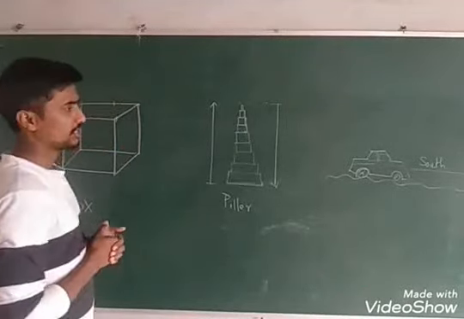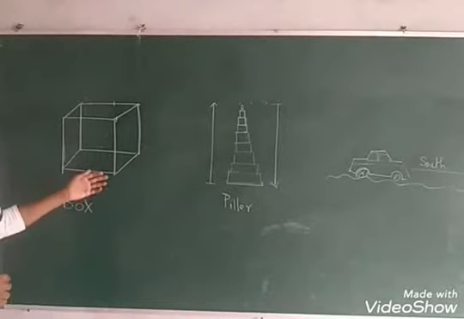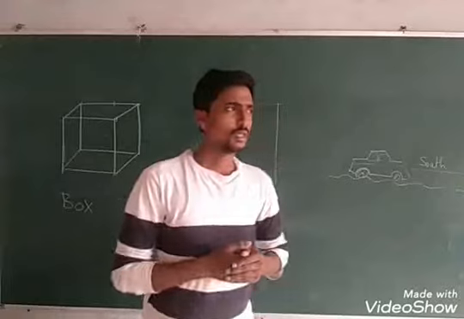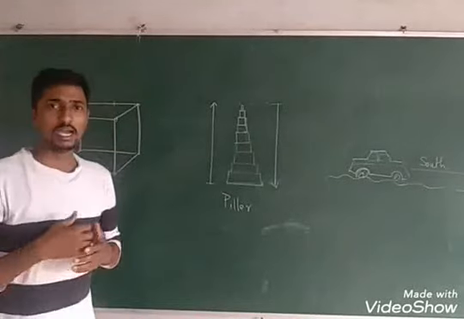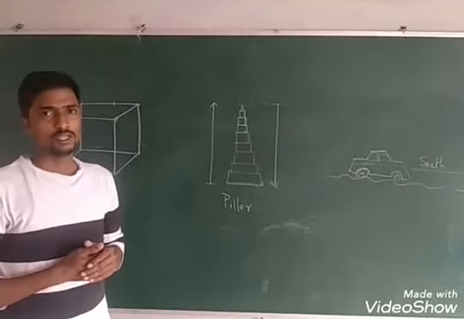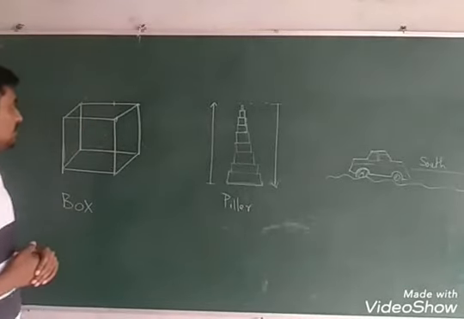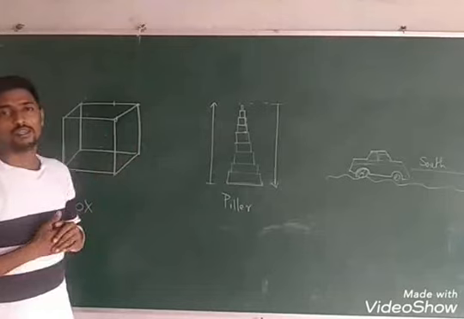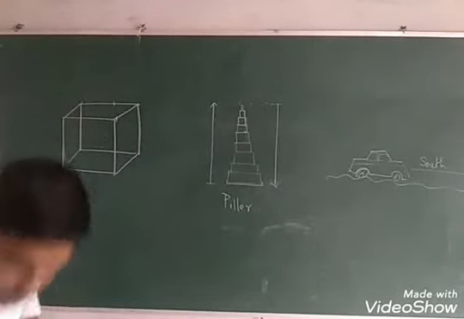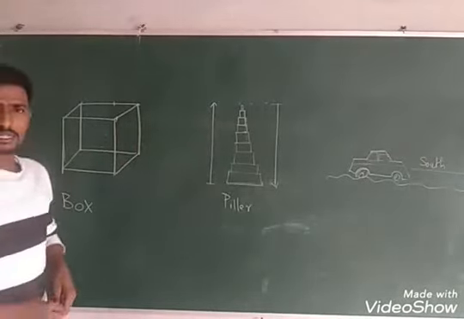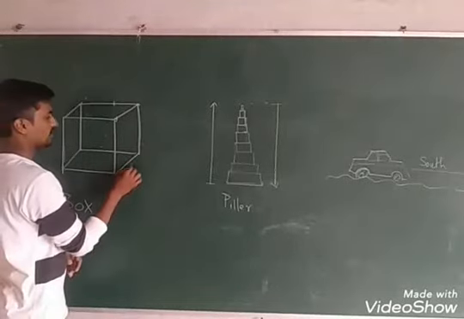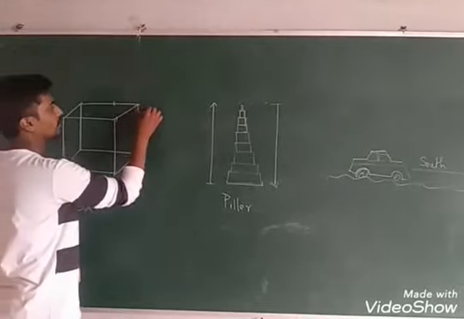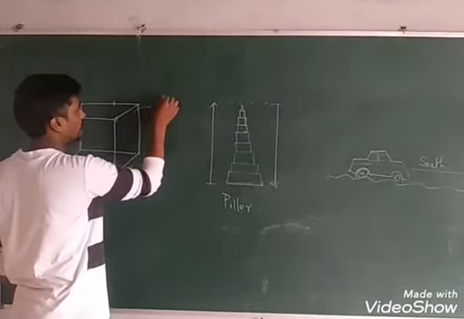I have drawn three pictures here. One is a cube, another one is a pillar, another is a car, a moving car. Now think, if I ask you a question: what is the volume of this cube? If its side is A units, then you can say its volume will be A cube.